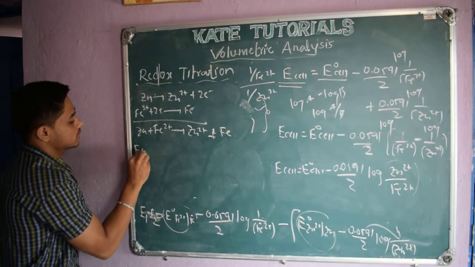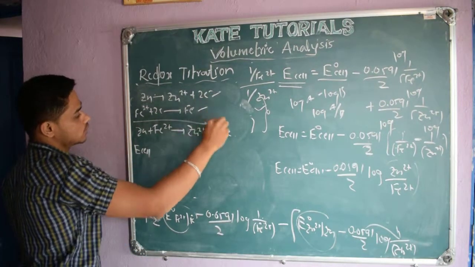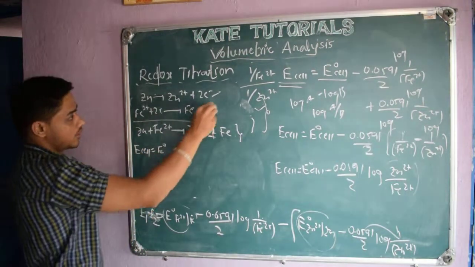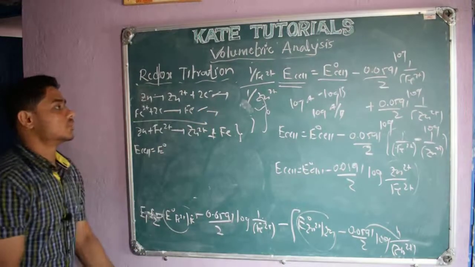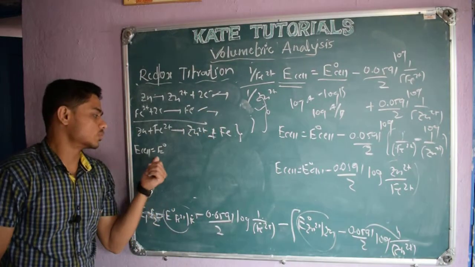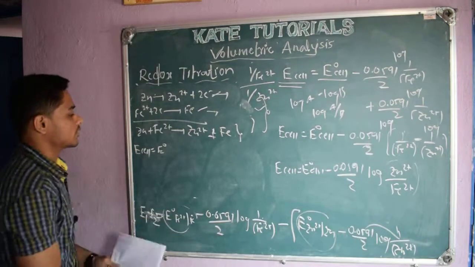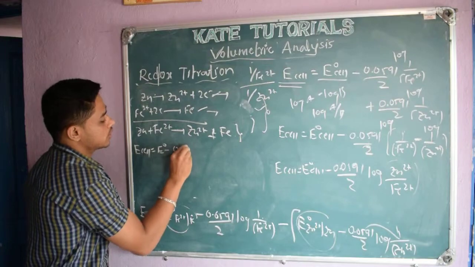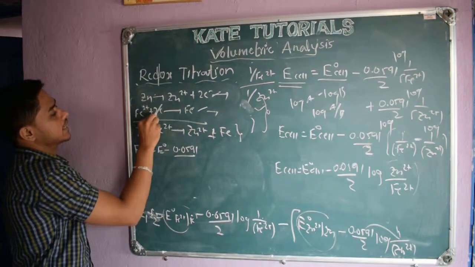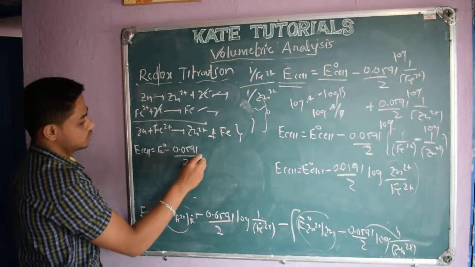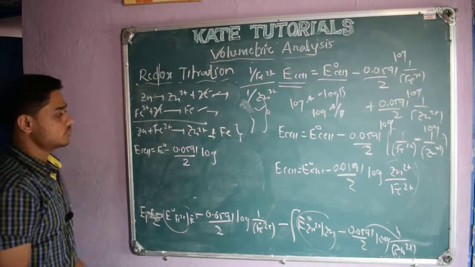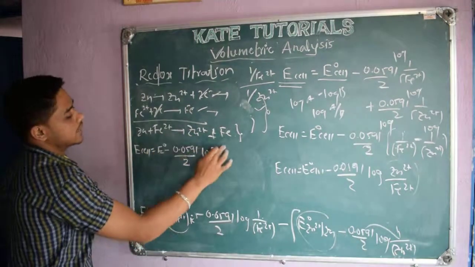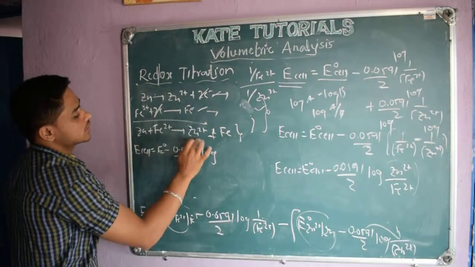So E of cell, this is the total cell. E of cell is equal to E naught of cell minus 0.0591 upon n log K. E naught of cell, if they have given reduction potentials, is E naught of cathode minus E naught of anode. In both the cases n is 2, so divide by 2 log K. K is nothing but the concentration ratio, and the concentration of a solid won't change.